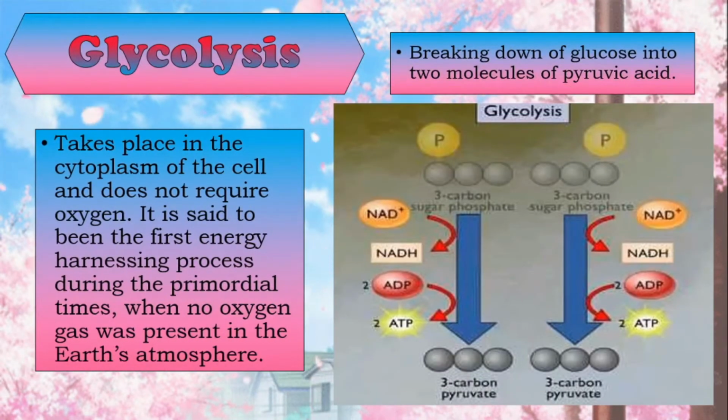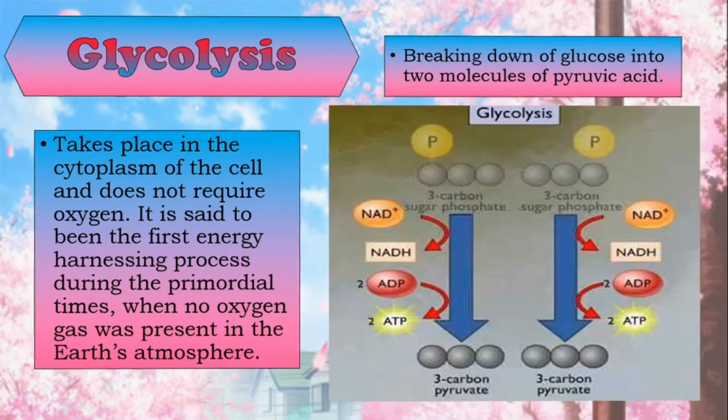Glycolysis. Glycolysis is the breaking down of glucose into two molecules of pyruvic acid. Glycolysis takes place in the cytoplasm of the cell and does not require oxygen. It is said to be the first energy harnessing process during the primordial times, when no oxygen gas was present in the Earth's atmosphere.